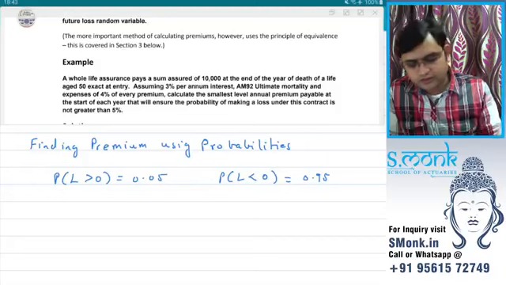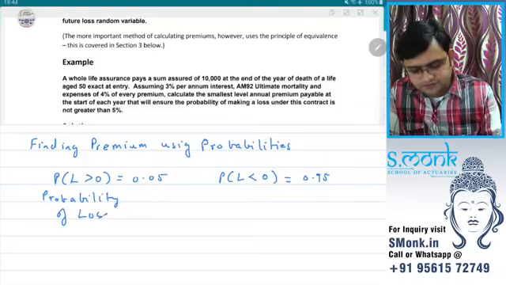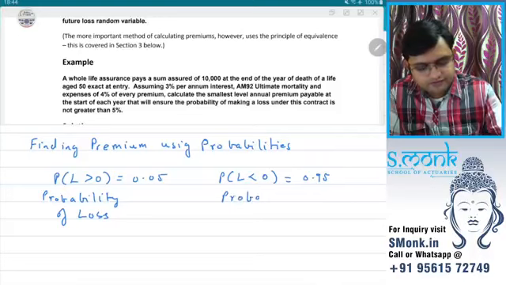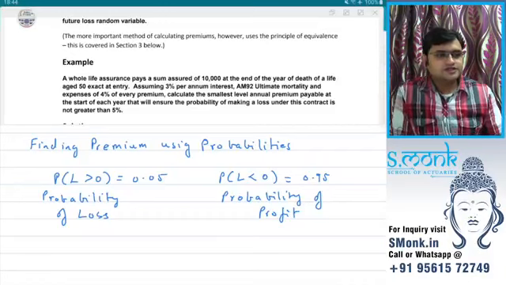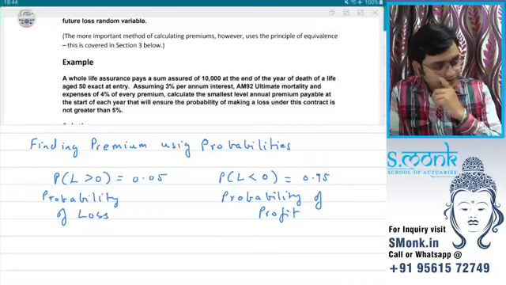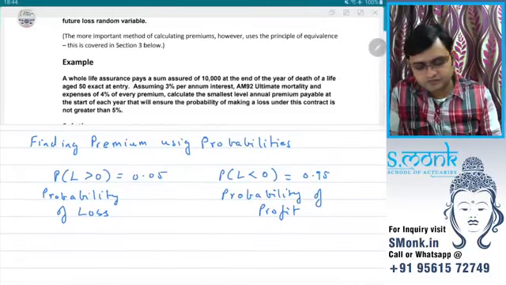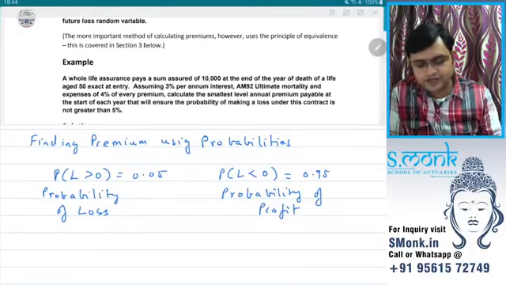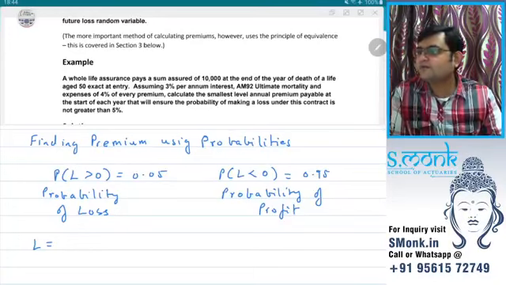So this is probability of loss and this is probability of profit. We have to figure out how much premium we should charge in such cases. What we will be doing is first making our future loss random variable.